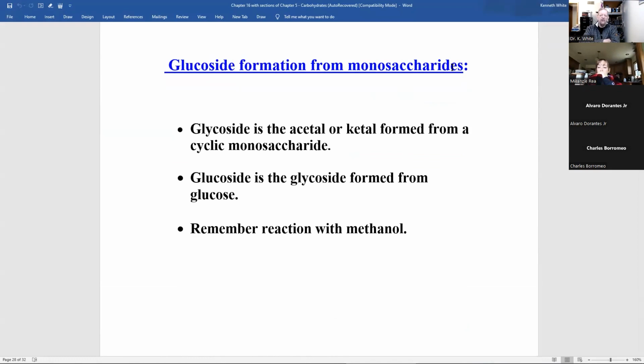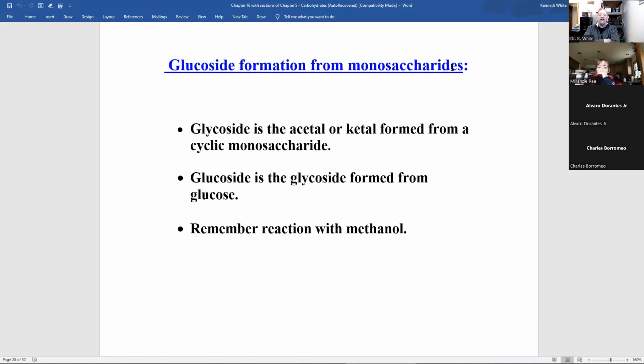Now, what's on the slide, I'm going to turn the switch part of it off, the names. Sugar chemists or carbohydrate chemists come up with interesting names. And one is called the glucoside formation.